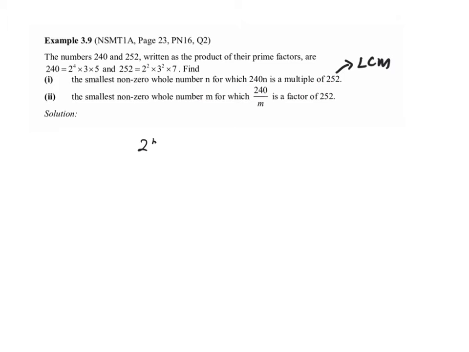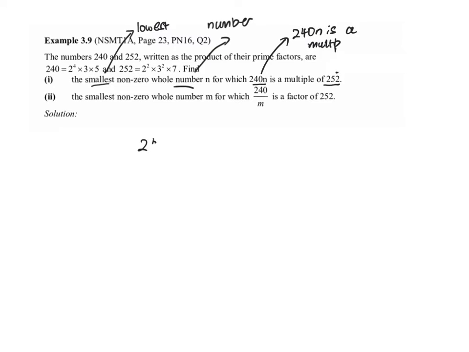252. Now, a lot of you may find that you are not able to understand this part, so let me just explain to you. Smallest can also mean lowest, right? Now, you're looking for the smallest number, the lowest number, for which 240n is a multiple of 252. So this 240n, you agree, is a multiple of 252, correct?